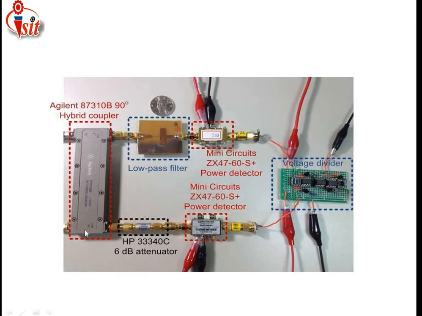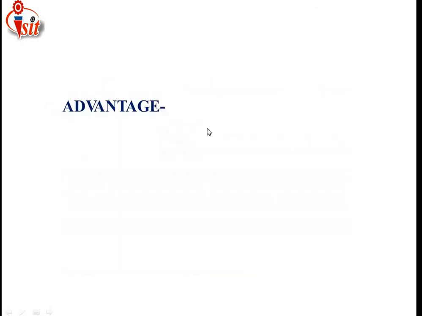This is some experimentation work related to the conversion. This is a voltage divider circuit. This is a low pass filter, and here it is used as a power divider. Here we are also using an attenuator, and this is also a power discriminator, and both will give the output towards the voltage divider, which produces the converted signal. This is the experimental snap related to the converter.